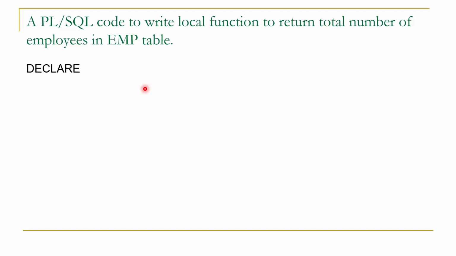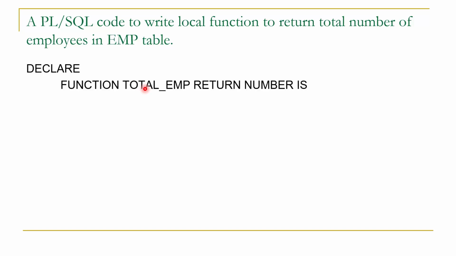In declare section, we are defining this local function with name total underscore emp. The syntax is function total underscore emp return number is. Since there is no need to pass any parameter to this function, so we have directly written function name without any parameter. This function is returning a value of number type. We are also declaring a local variable to store total number of employees. The name of the variable is total and its data type is number.